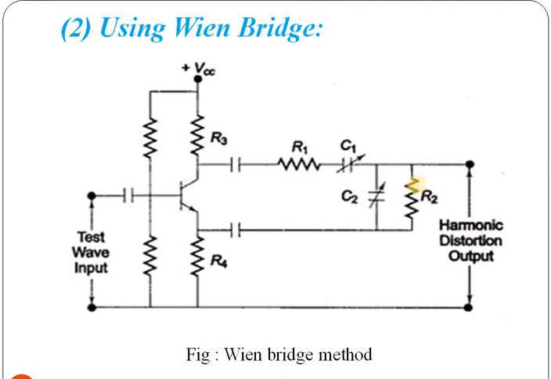In this way, the Wien bridge is used for finding the harmonic distortion components present in the test wave by suppressing the fundamental in this RC network. This RC network suppresses the fundamental, and only harmonic components reach the output terminal.